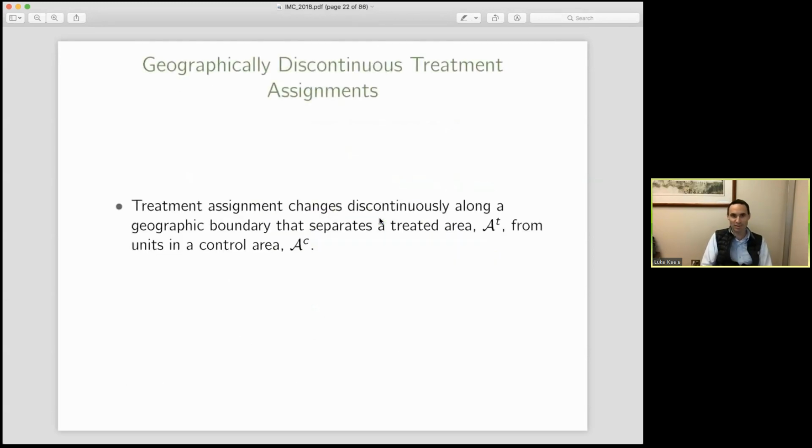So let's think about how that's going to relate to geographically discontinuous treatment assignments. Formally, what we're saying here is we have a treatment assignment that changes discontinuously along a border. We have a treated area and we have a control area. In the example I've been talking about so far, Illinois is the control area and Wisconsin is the treated area. As soon as you cross the state border, you have copays.